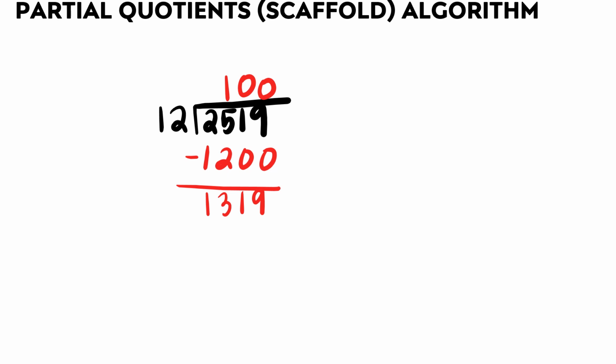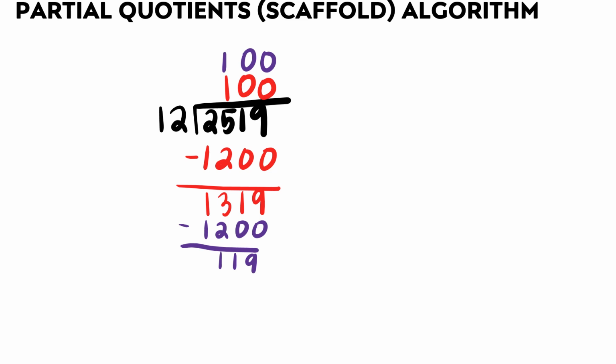All right, so maybe whenever you do this, then another student says, well, it can definitely go in another 100 times then, because 12 times 100 is 1,200. So you could subtract off another 1,200. All right, so we're going to go in another 100 times. Let's subtract that off. That leaves us with 119. All right, so much smaller number now.